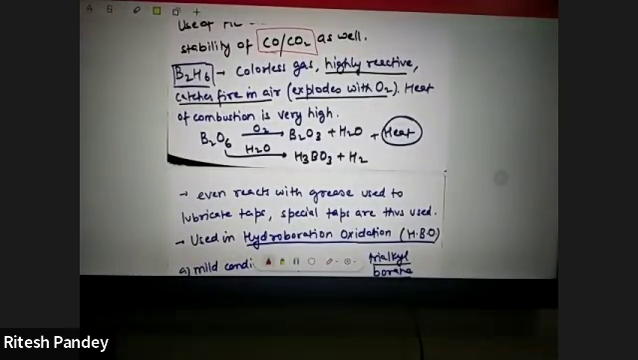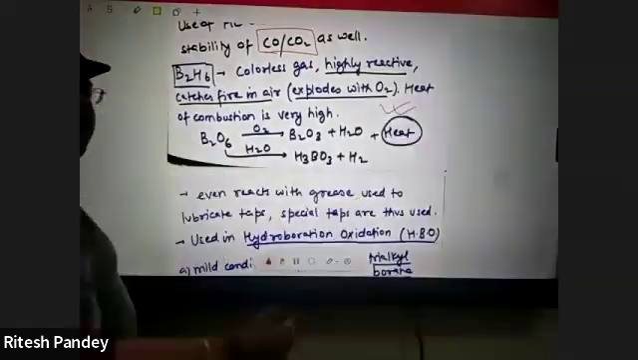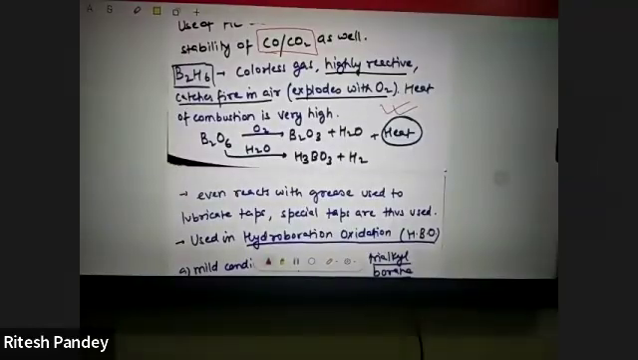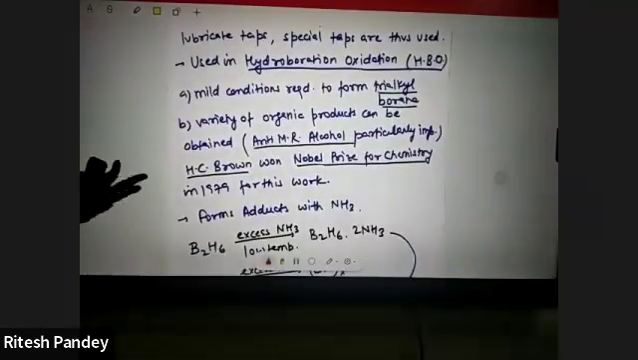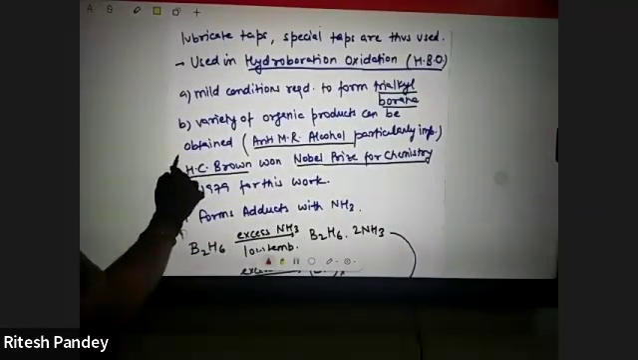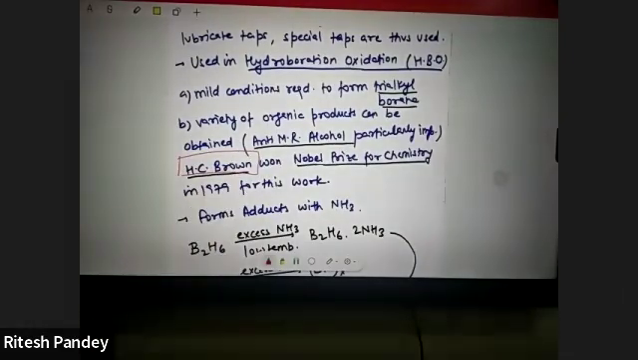Extremely reactive on hydrolysis, it forms boric acid plus heat. I've deliberately written plus heat, encircled, because you'll want to know it's an extremely exothermic process. Its role in hydroboration oxidation to carry out anti-Markovnikov oxidation gave this man a Nobel Prize in chemistry, again a story which I keep on telling you.